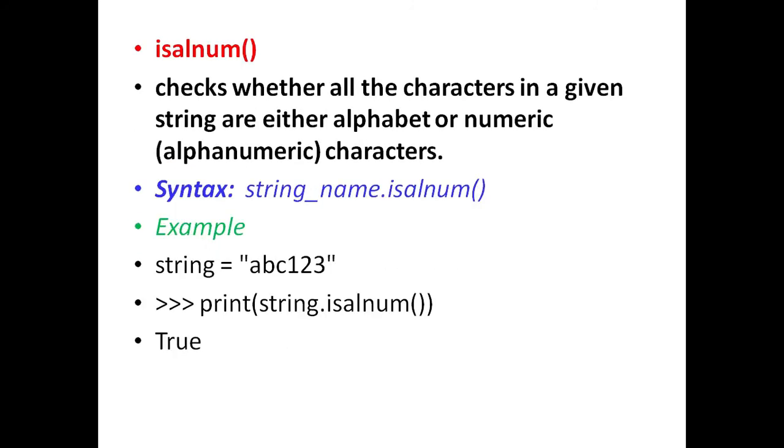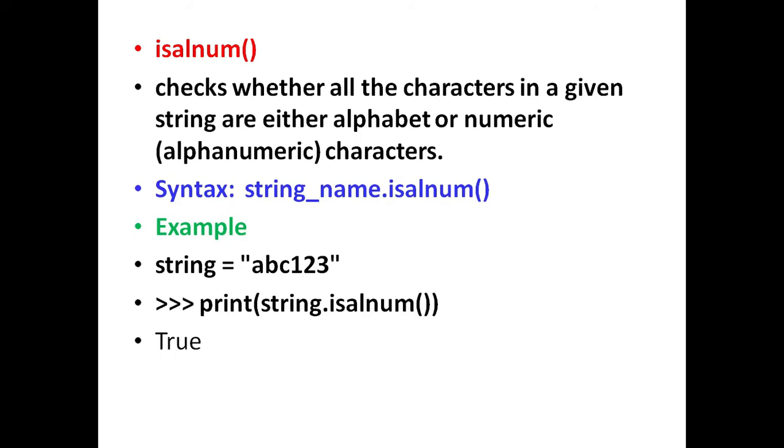This function checks whether all characters in a given string are either alphabet or numeric, that is alphanumeric characters. General syntax is string.isalnum. For example, if string equal to abc123 and if we print string.isalnum, it will give output true since the string contains alphanumeric characters.